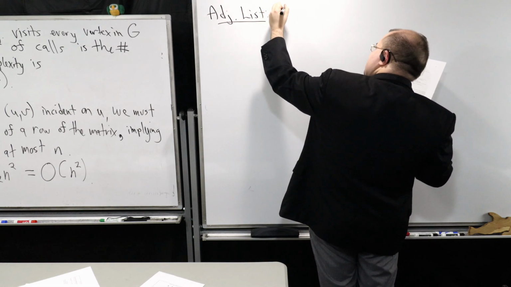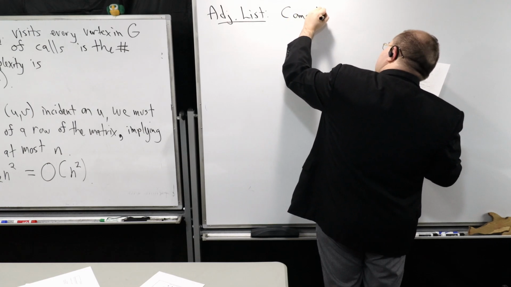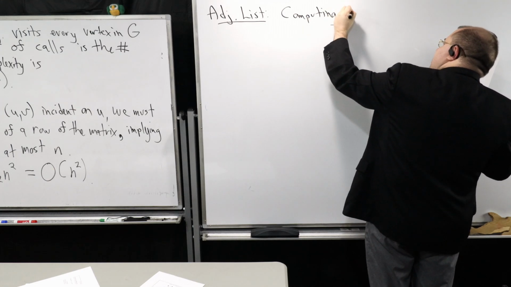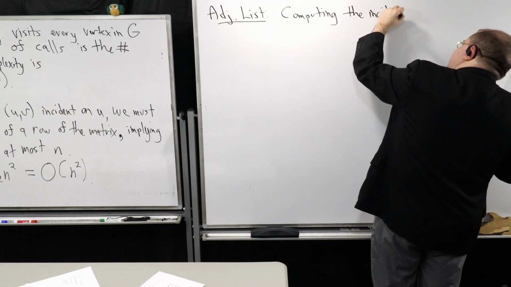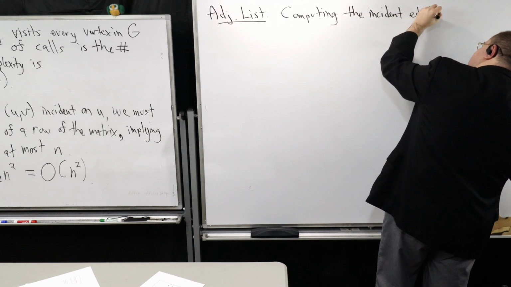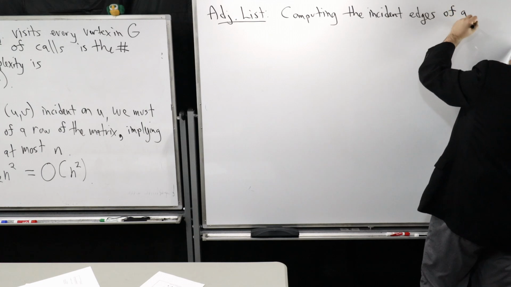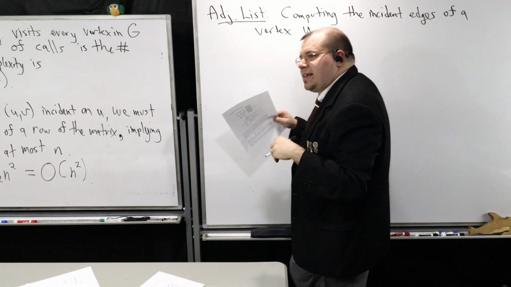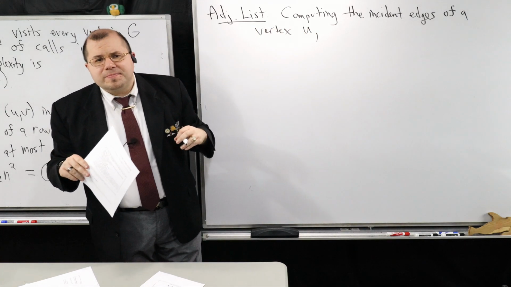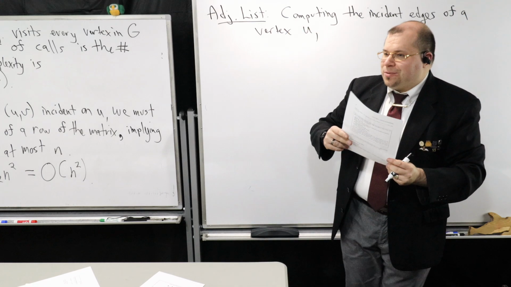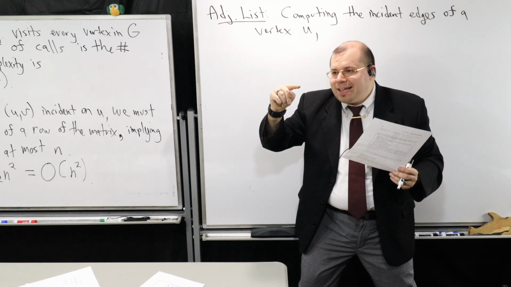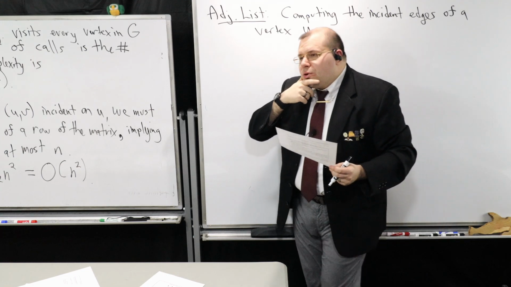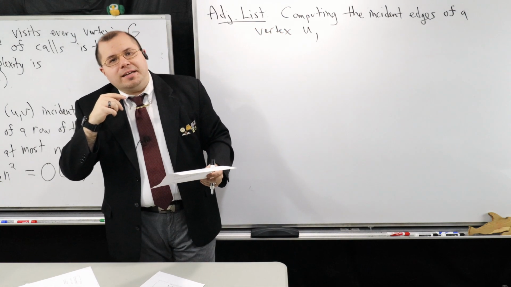Question. If we're trying to compute the incident edges of a vertex U, how long does that take me with an adjacency list? So remember, imagine you have one of those linked lists. I index in, and I go look at the linked list. In the worst case, I'm going to have to traverse the entire linked list.